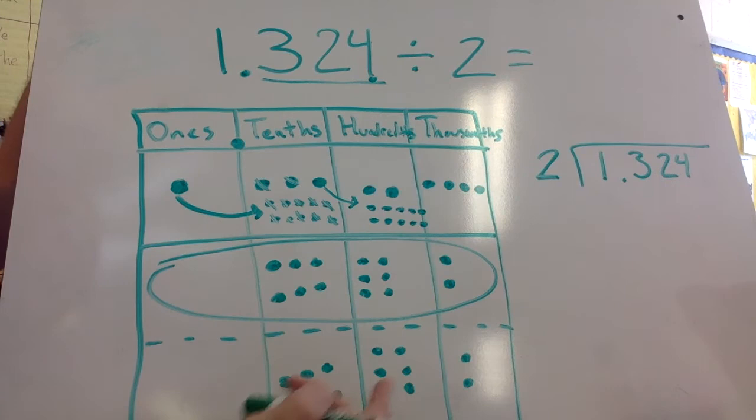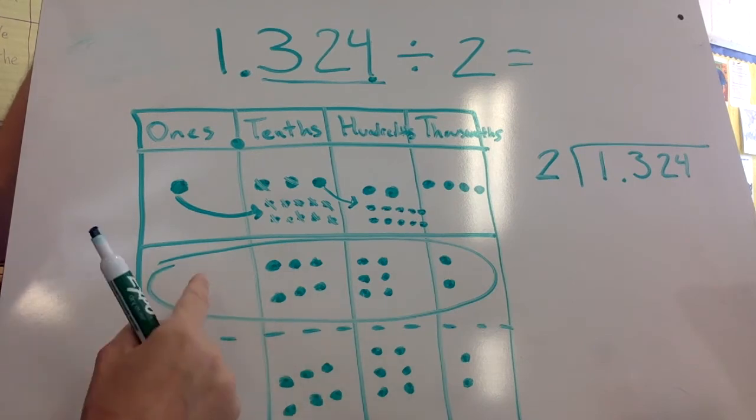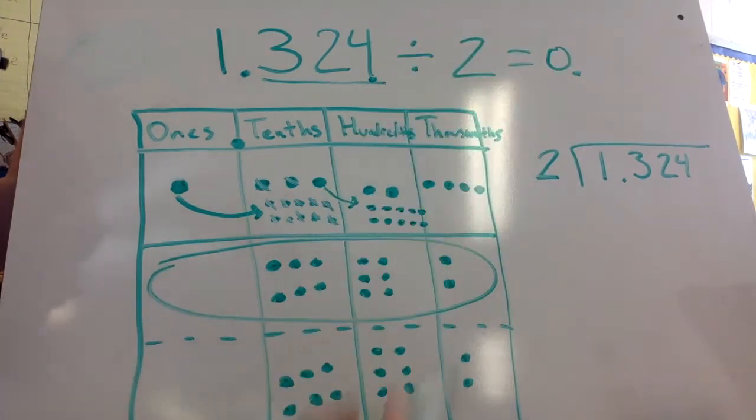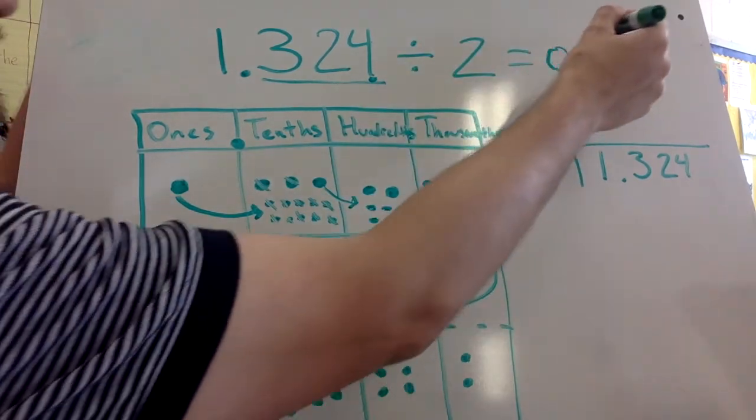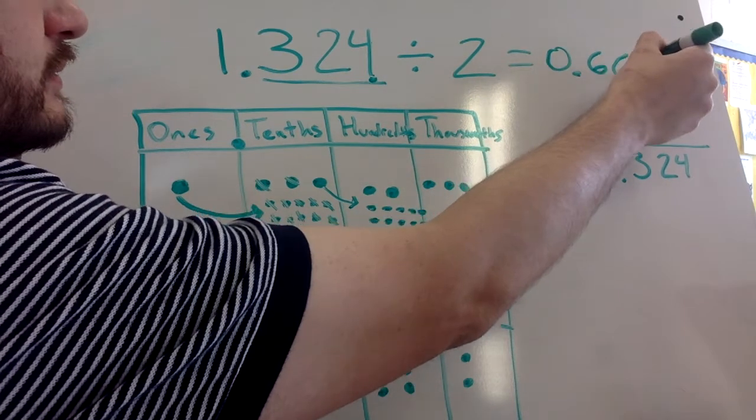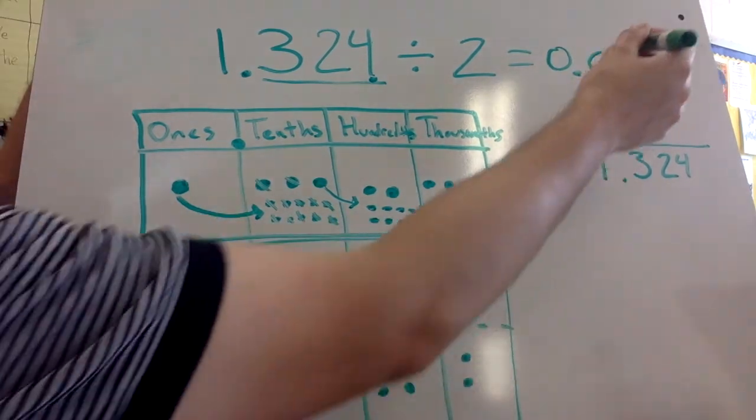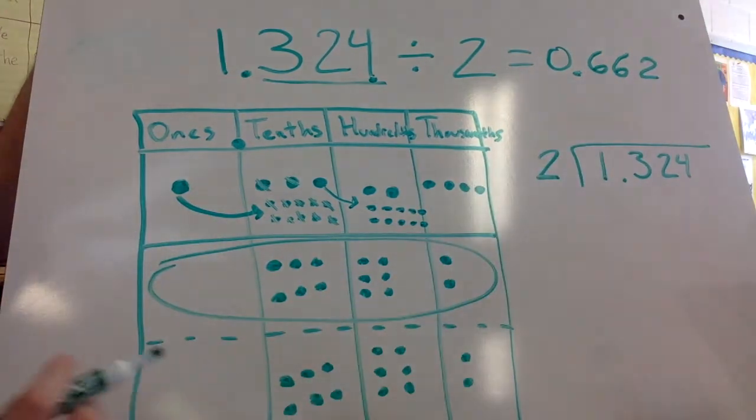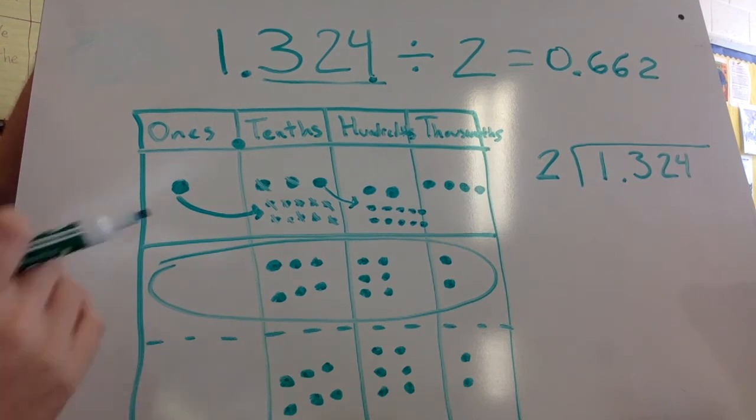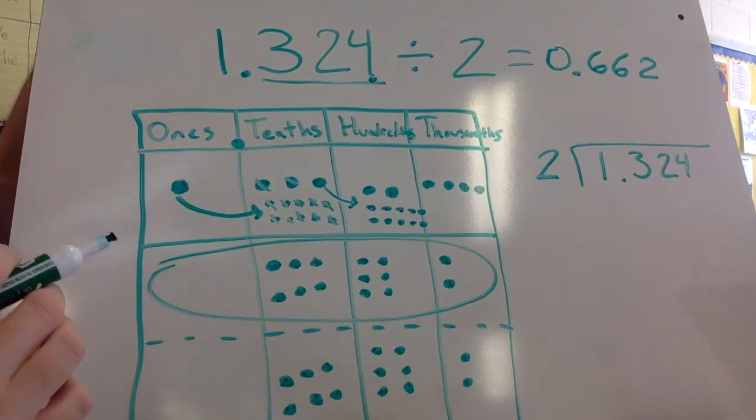And our answer is telling us, well, how much would be in one of those 2 groups. So in one group, I have this. So what is that number? Well, let's see. There's 0 ones. There are 6 tenths. There are 6 hundredths. And there are 2 thousandths. So it's 662 thousandths. Now, if somehow I ended up with more than 9, a 10 or more, I would know I did something wrong.